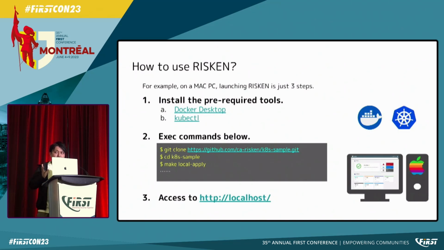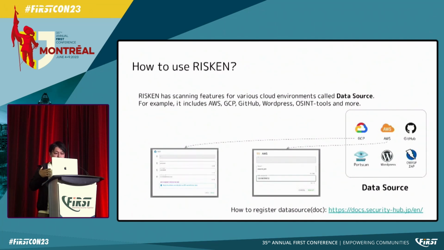So next, let's move on to the installation. I'd like to explain how to start Riscan and how to use it easily. For example, on a Mac PC, launching Riscan is just 3 steps. And next, you can register your cloud information you want to scan. So Riscan has scanning features for various cloud environments. It's called data source. For example, it includes AWS, GCP, GitHub, WordPress, and more.